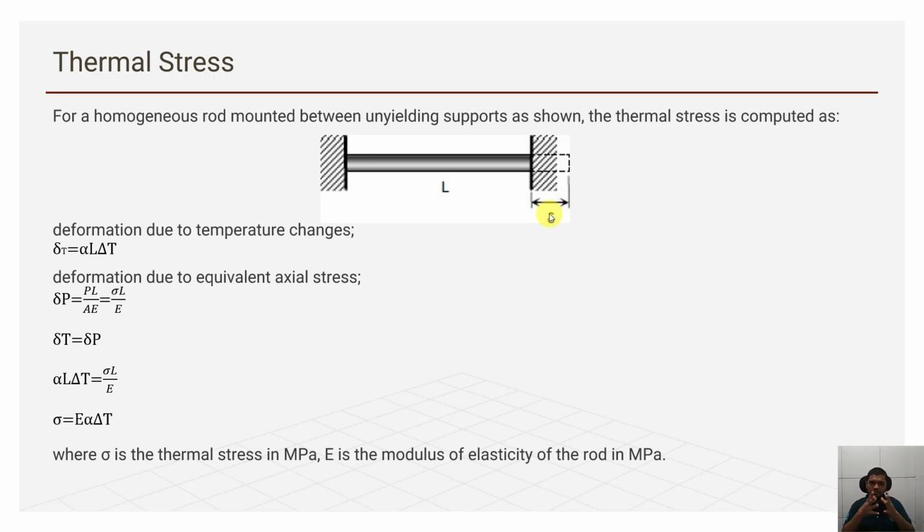For the homogeneous rod, which is shown in the image, between two rigid supports, the thermal stress can be computed using this formula, where stress sigma is equal to E alpha delta T, and this is the derivation you can go through, right? So stress will be E alpha delta T, and we are also going to compute that for the problem statement which we are going to undergo, and compare it with the FEA result in ANSYS software. So in the next video we are going to understand the problem statement, and then we'll start the ANSYS problem.